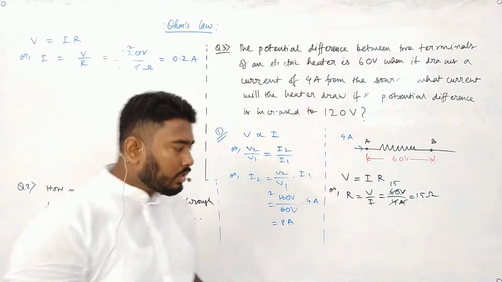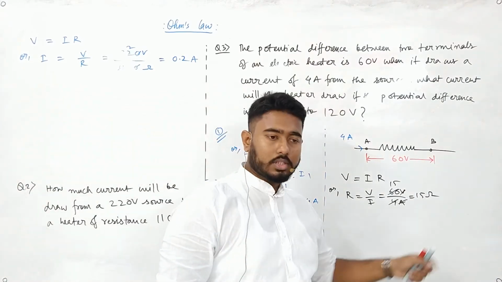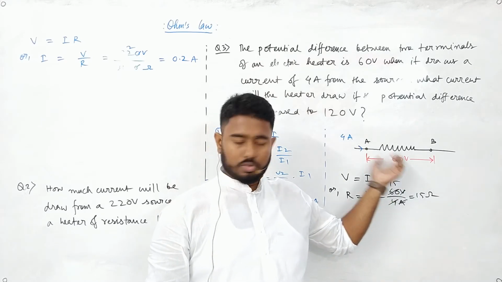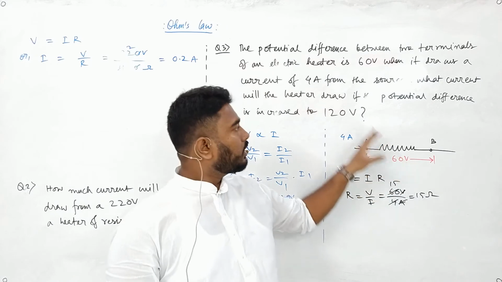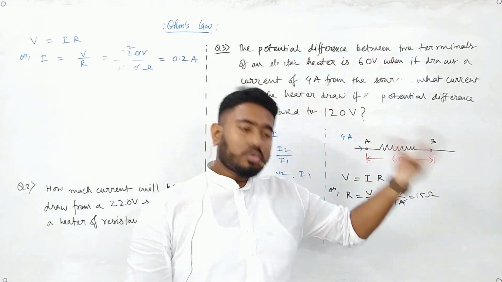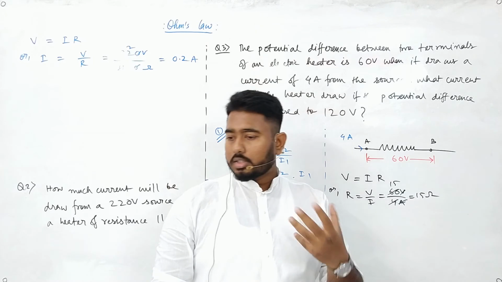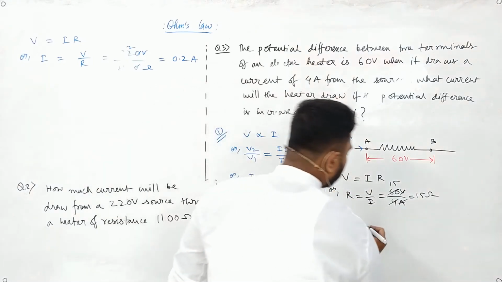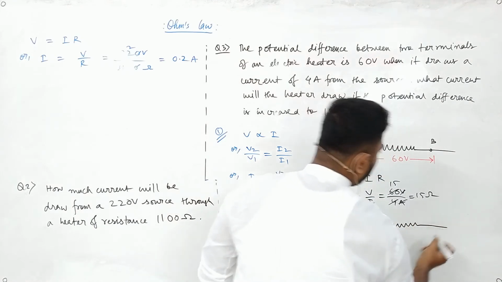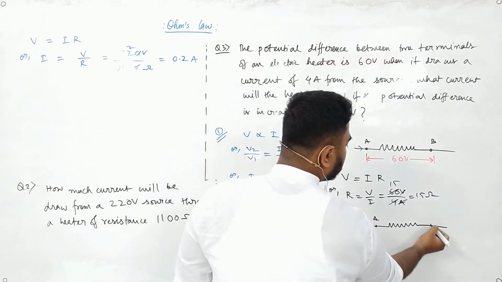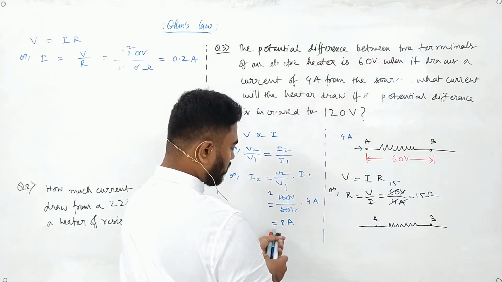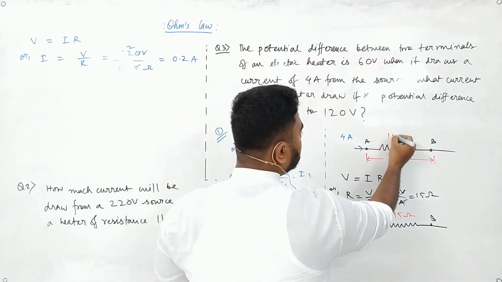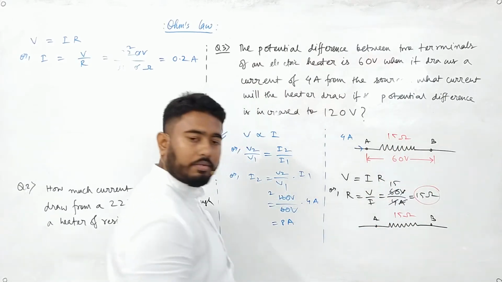Is that clear? So we found out the amount of resistance. Now will the resistance change? No, the resistance won't change. We are considering a situation when the heater is getting heated but the heat is not so much that the resistance will change. We are considering this exception. Now in the second case, the wire is the same, the terminals are also the same, that means the resistance is the same, that is 15 ohm, because resistance in this case was found out to be 15 ohm.